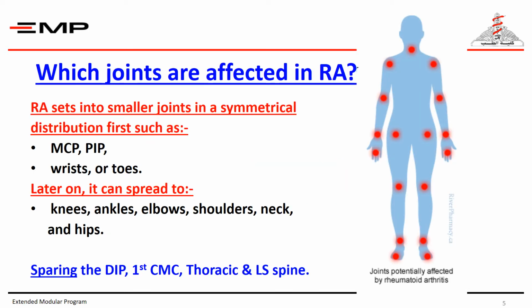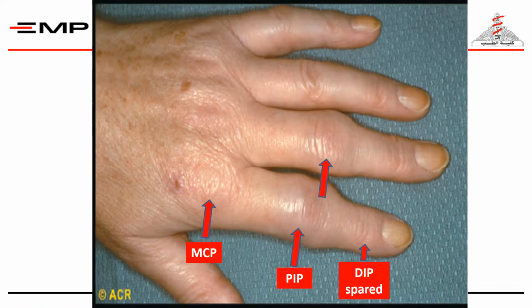Which joints are affected in RA? Rheumatoid arthritis affects the smaller joints in a symmetrical distribution first, such as the metacarpophalangeal joints here and proximal interphalangeal joints, wrist, or toes. Later on, it can spread to the knees, ankles, elbows, shoulders, neck, and hips, sparing the distal interphalangeal joint, the first carpometacarpal joint, and the thoracic and lumbosacral spine.